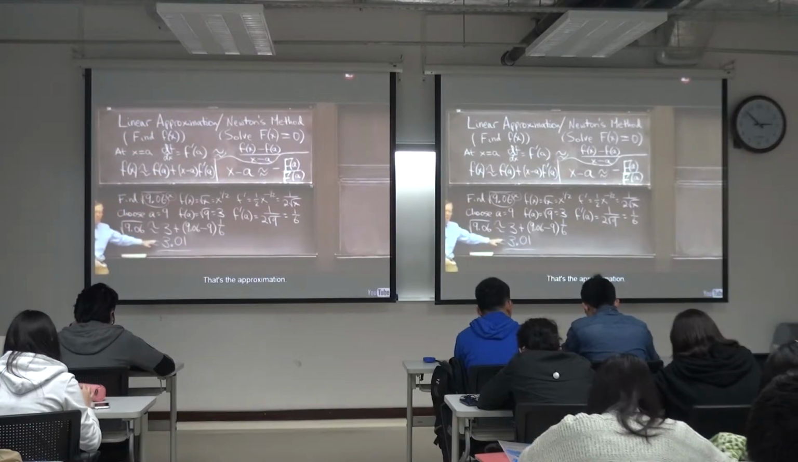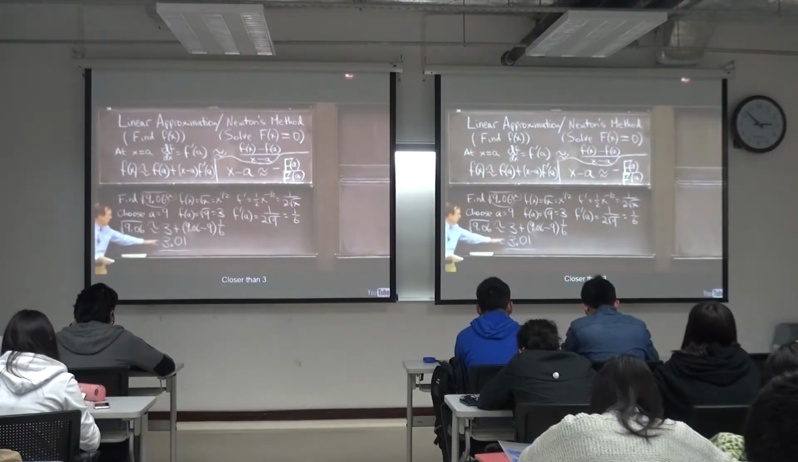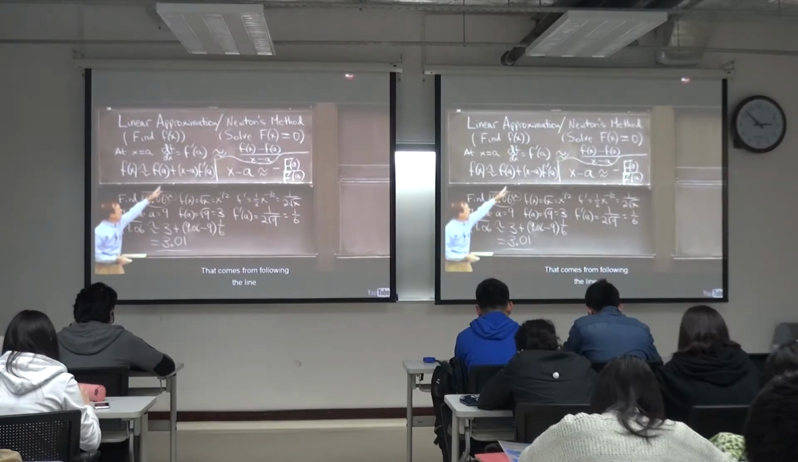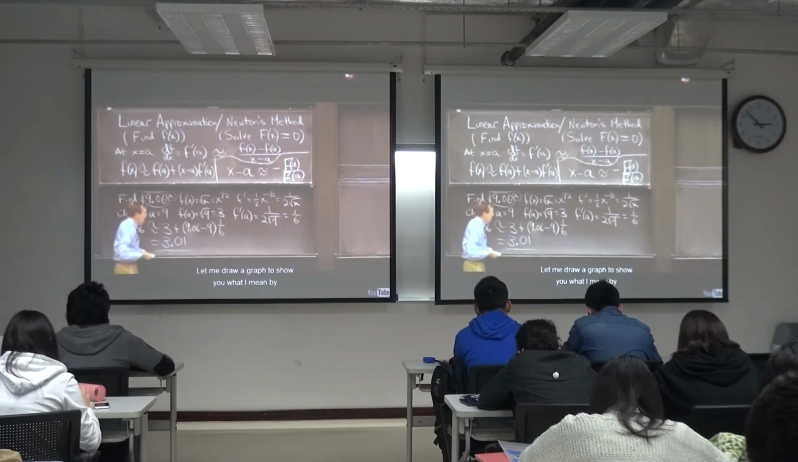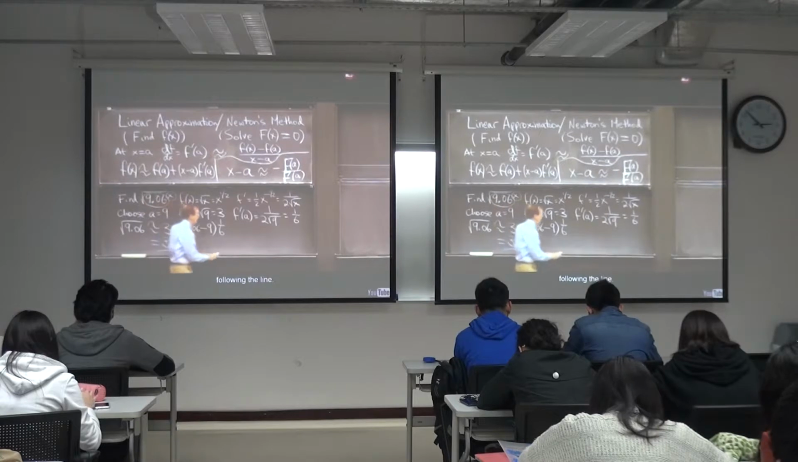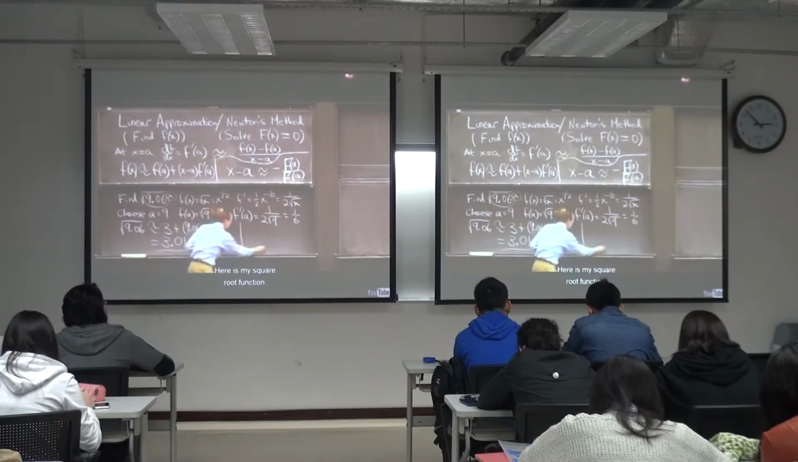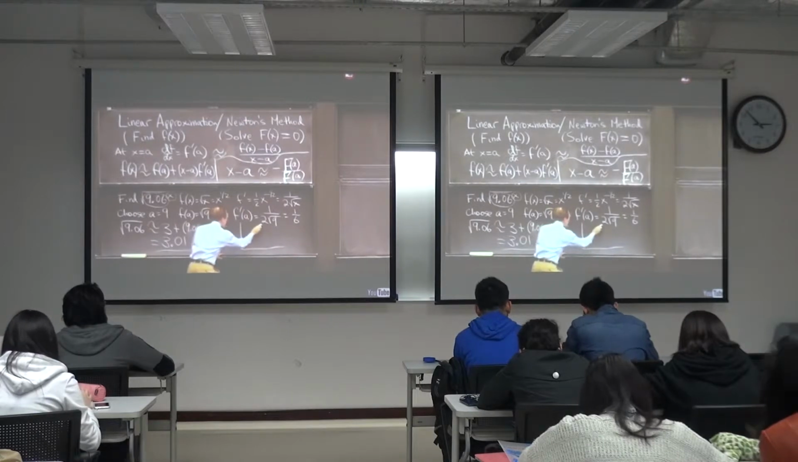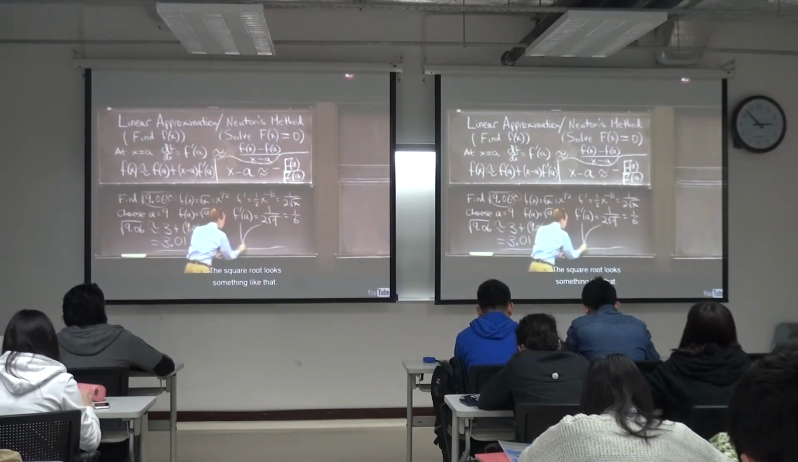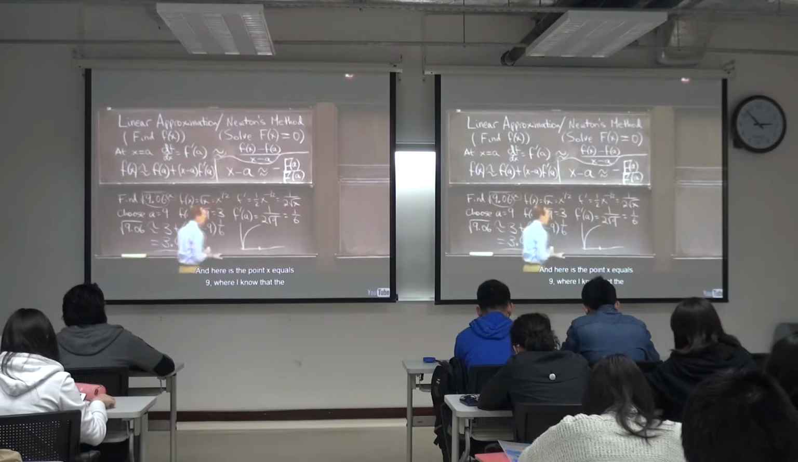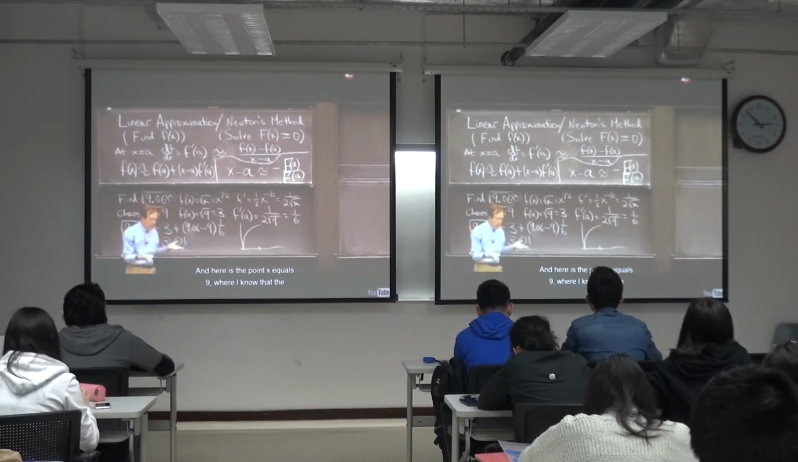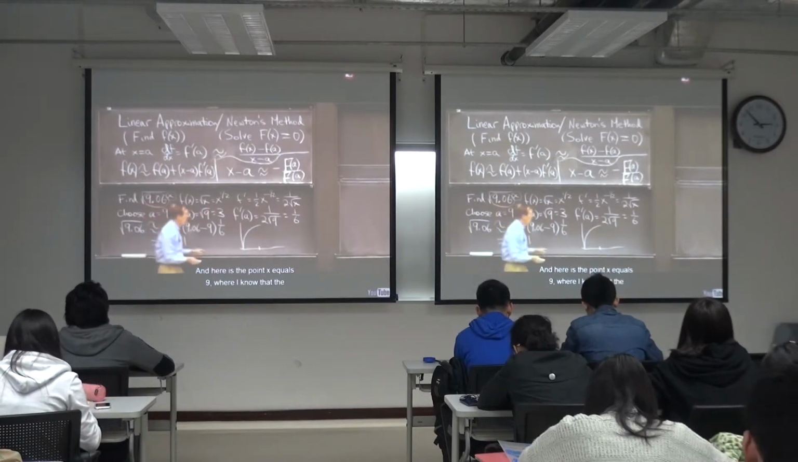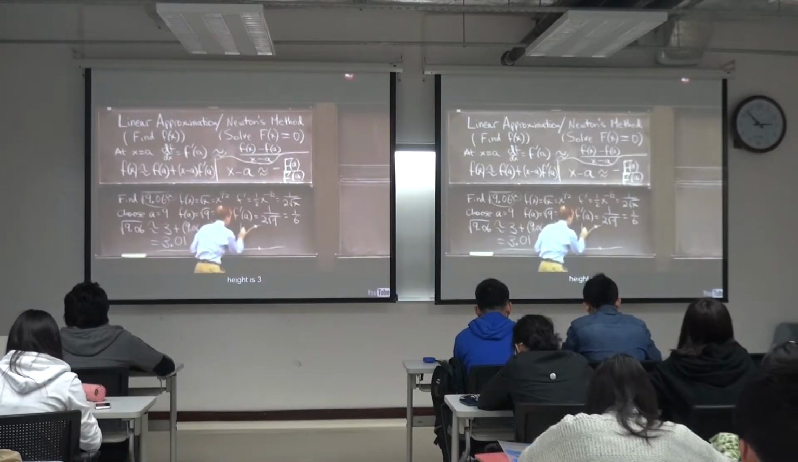That's the approximation, closer than 3, that comes from following the line. Let me draw a graph to show you what I mean by following the line. Here's my square root function. The square root looks something like that. And here's the point x equals 9, where I know that the height is 3.